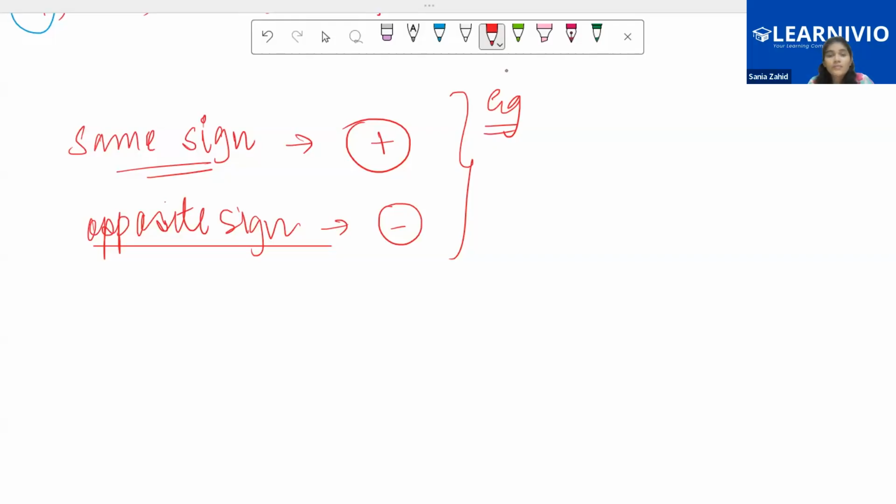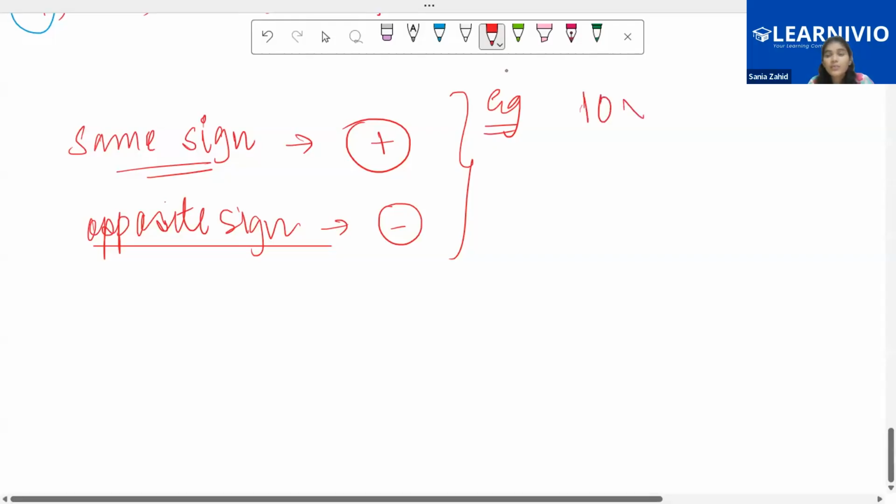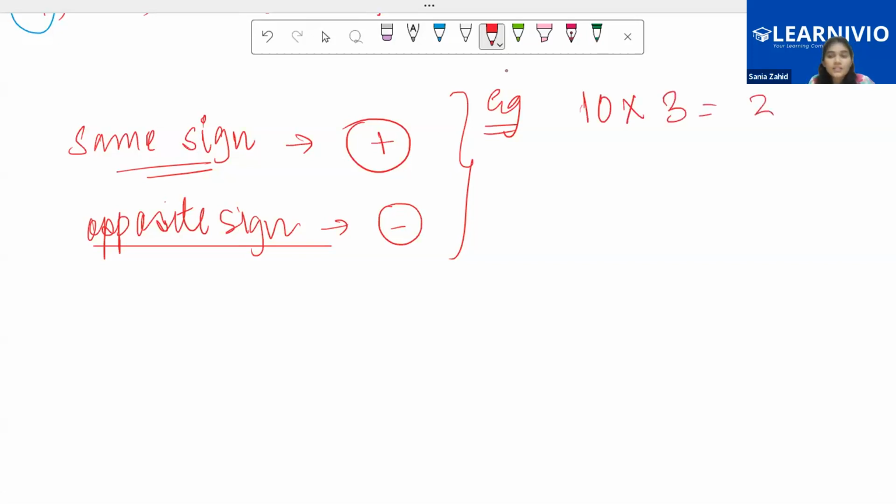you have plus 10 multiplied with plus 3. So 3 multiplied with 10 is 30. Now tell me one thing. Are the signs same or different for 10 and 3?